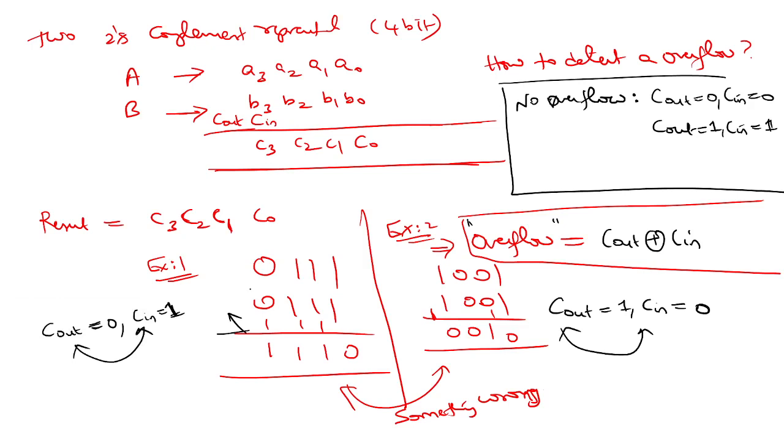I'll give you a hint. If A3 is 0, B3 is 0 and C3 is 1, then overflow. Yes or no? Did you guys agree with this? If A3 is 0 and B3 is 0 and C3 is 1, then definitely there is an overflow. Agree, yes or no? Type in the chat box.